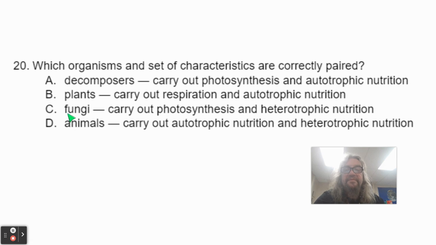Number 20. Which organisms and set of characteristics are correctly paired? Is it A, decomposers carry out photosynthesis and autotrophic nutrition? B, plants carry out respiration and autotrophic nutrition? C, fungi carry out photosynthesis and heterotrophic nutrition? D, animals carry out autotrophic nutrition and heterotrophic nutrition?